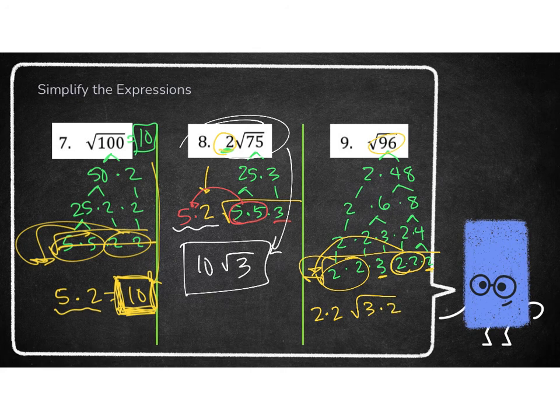Now when I put this all back together, 2 times 2 gives me 4, and 3 times 2 gives me 6. So I have 4 root 6 there. So again, think about typing those into your calculator. If you type in the square root of 96, you better get the same numerical result as 4 times the square root of 6.